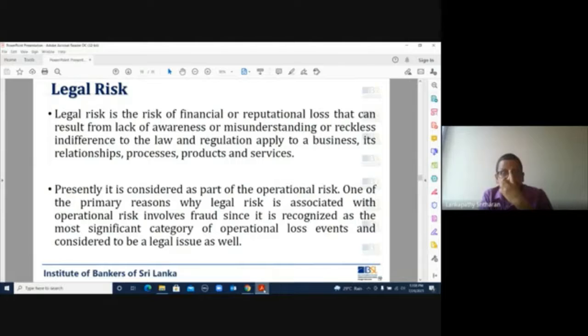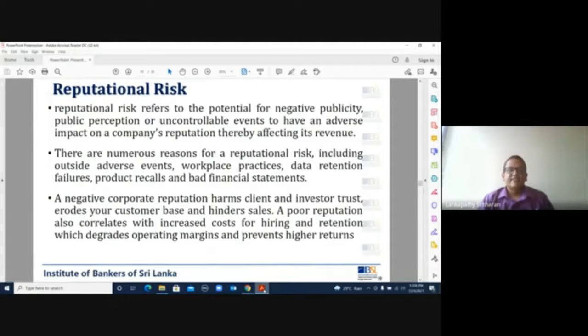Presently, it is considered a part of the operational risk. One of the prime reasons why the legal risk is associated with the operational risk is fraud, since it is recognized as the most significant category of operational risk events and is considered a legal issue as well. Actually, not presently, it's the past. In the past, it was considered a part of the operational risk. Sorry, students, please correct it. It's in the past. Okay, so that is about the legal risk and reputation risk.